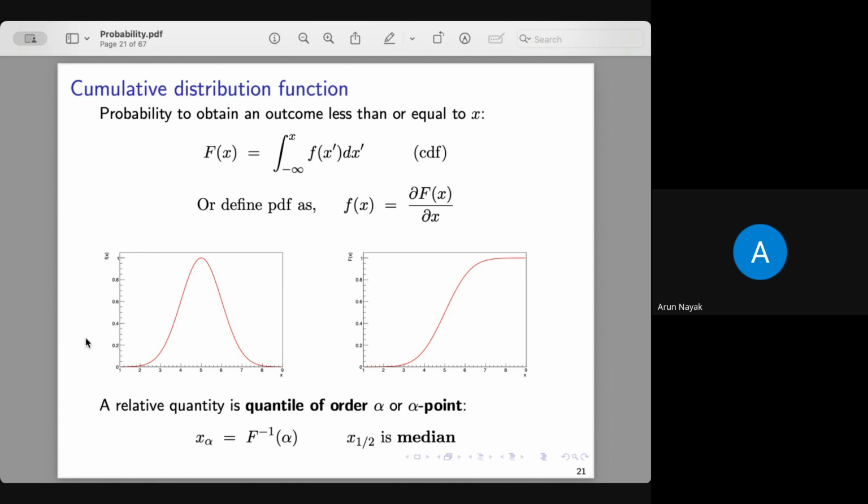Okay. And the related quantity corresponding to the CDF is also called the quantile, or order alpha, or alpha point. That means x alpha is basically the inverse of the CDF at alpha. You can see from here that the median, which is the middle point, is basically when alpha is half, or 0.5. So it's the value of x where the CDF is basically 50%.